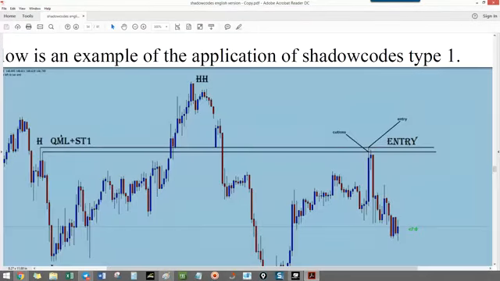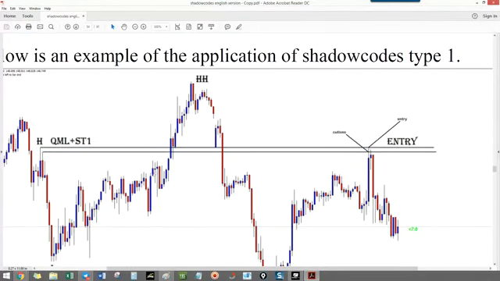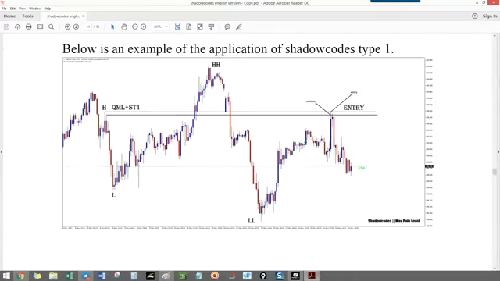So in using Shadowcode type 1, you will not take any floats like 10 pips float, 15 pips. You will not take that. You will only use 1 pips. Your risk is only 1 pips for ST1.